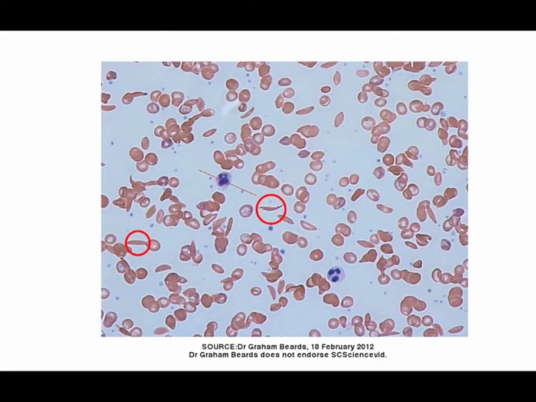So what happens from that? Well, the polypeptide chain that is produced by putting valine inside instead of glutamic acid changes the shape of the hemoglobin in the red blood cells and makes them sickle shaped. So you can see them circled here in red.